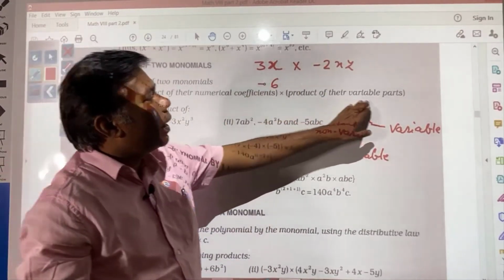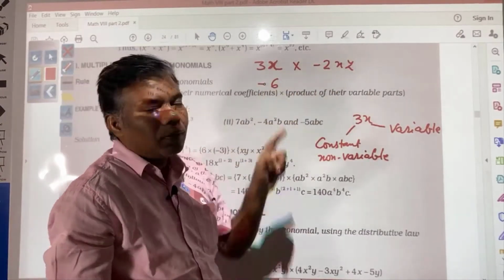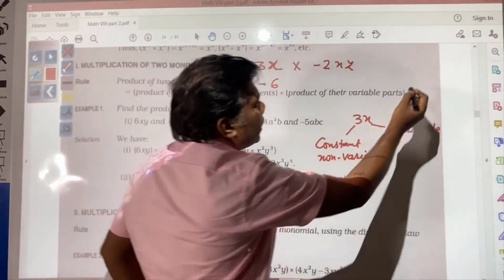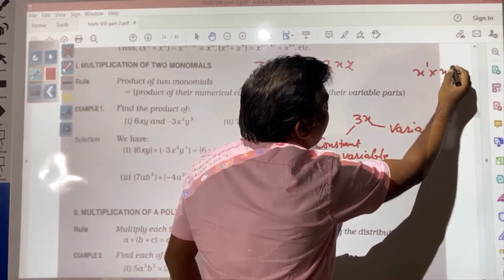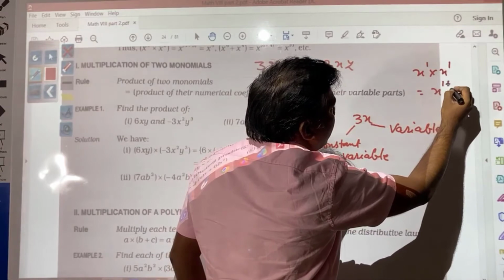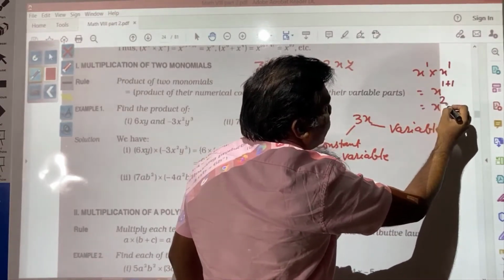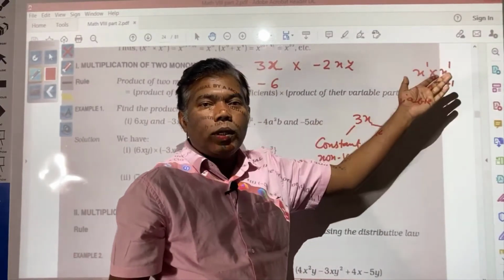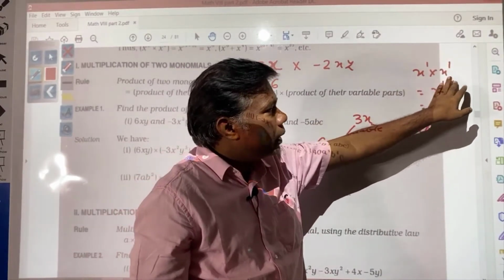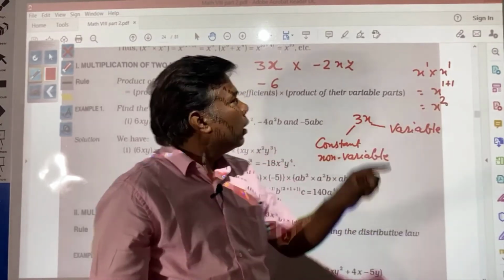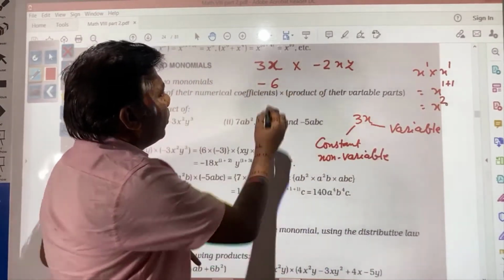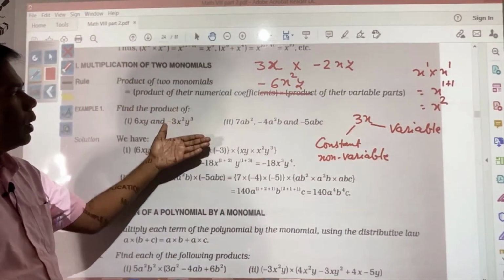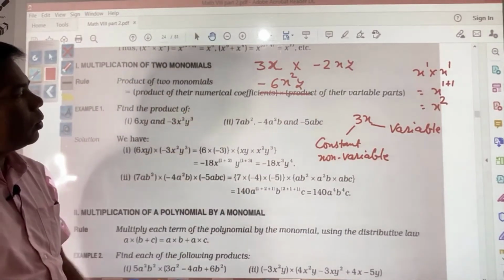Then the product of their variable parts. Now x into xy you need to do. So x into x will be what? x to the power 1 into x to the power 1 will be x to the power 1 plus 1, it means x to the power 2. Just now you saw the formula, x to the power m into x to the power n is x to the power m plus n, so this will become x square. So x into x will be x square, and y. So this will be your answer. In this way, this is the rule, and in this way we need to multiply.